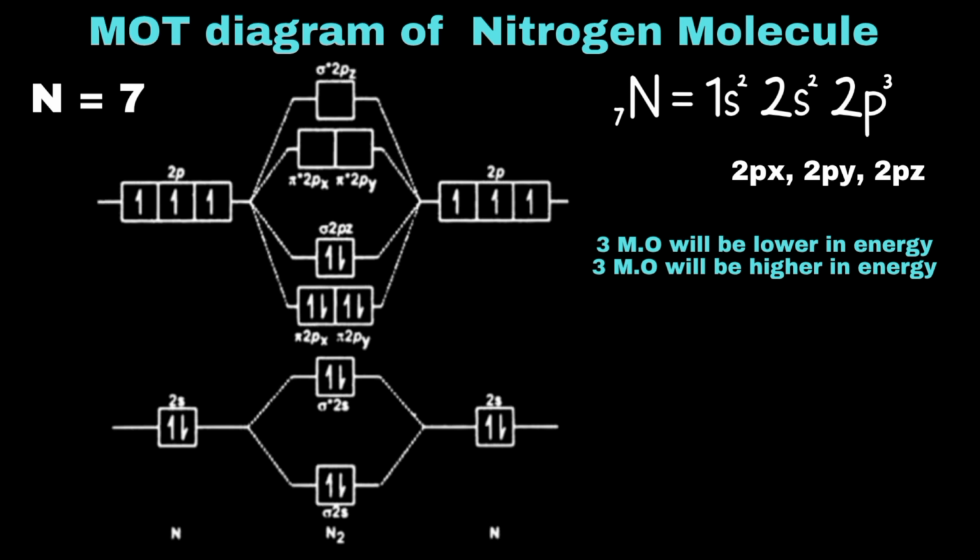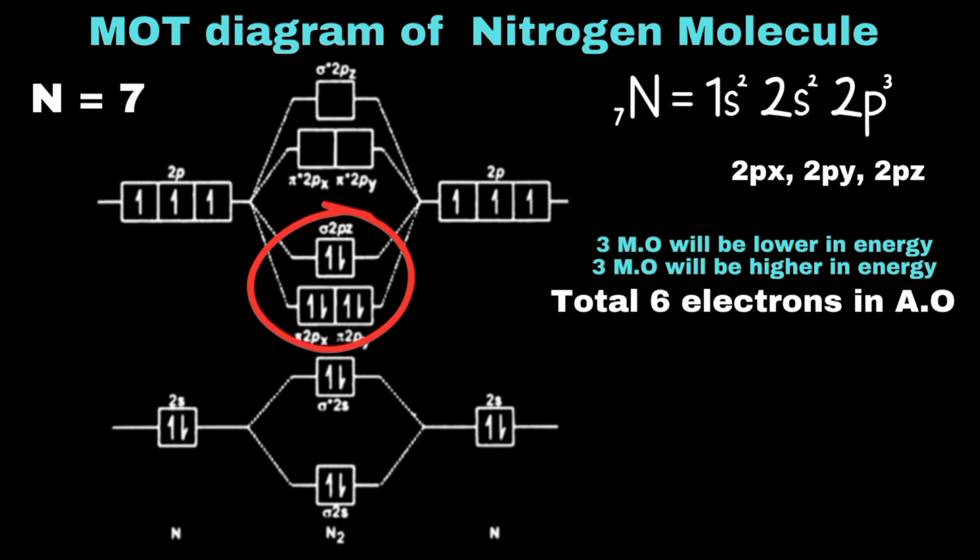In the next step, we need to place electrons of 2p orbitals into molecular orbitals that are being formed in this case. As we can see, there are a total of 6 electrons present in atomic orbitals, so we have to place them in molecular orbitals. All these 6 electrons will be placed in bonding molecular orbitals, and no electron will go towards anti-bonding molecular orbitals.